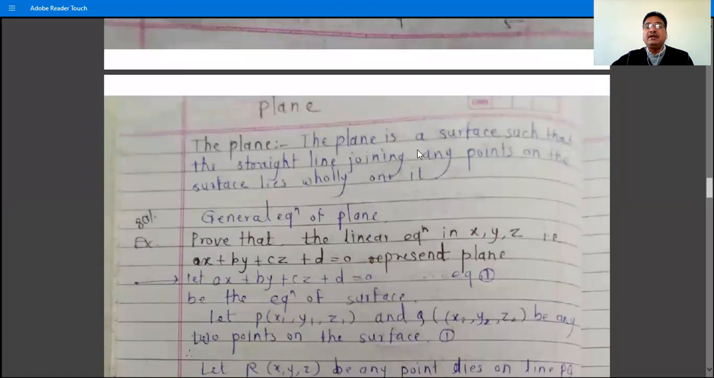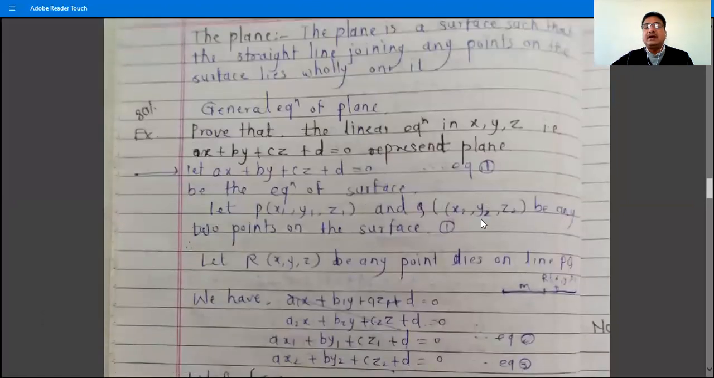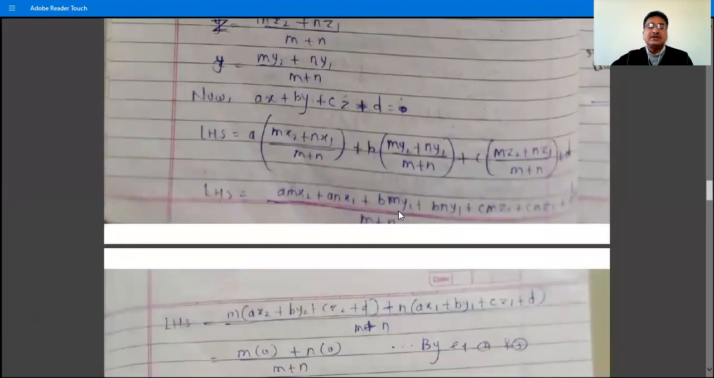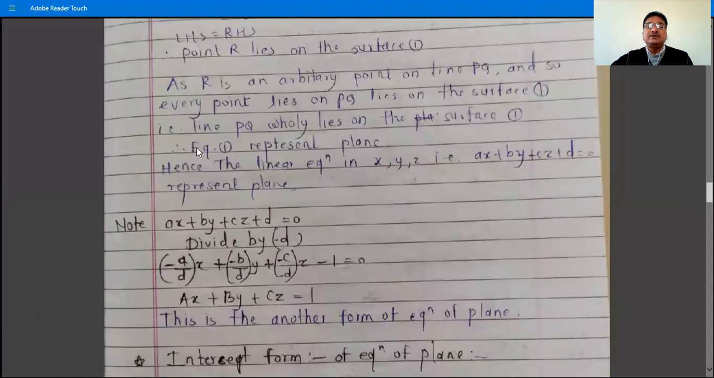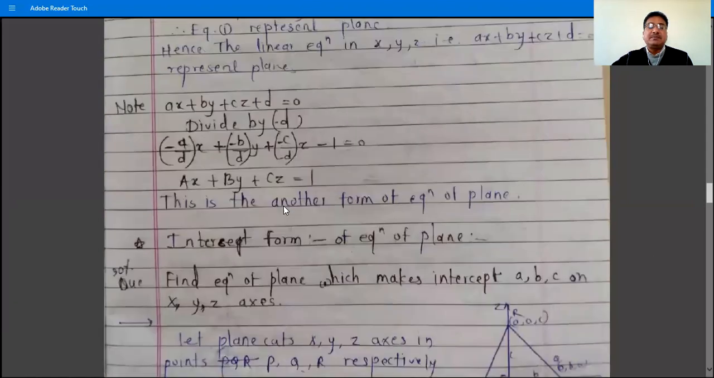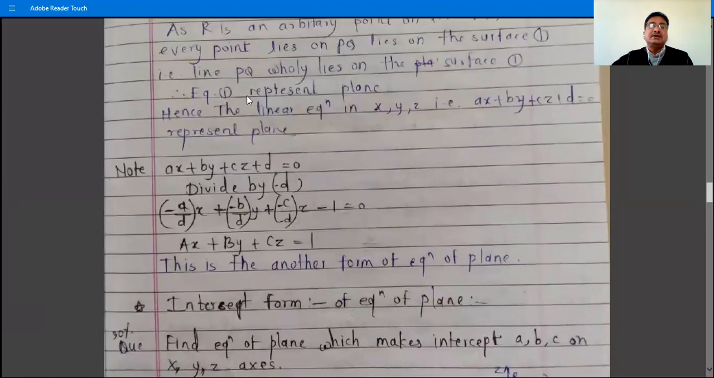That is, if we take any two points P and Q on the surface, and the line joining these two points P and Q wholly lies on the surface 1, then equation 1 represents a plane. Hence a linear equation in x, y, z, that is ax plus by plus cz plus d equal to 0, represents a plane. As far as the exam is concerned, this general form of the equation of a plane is important.